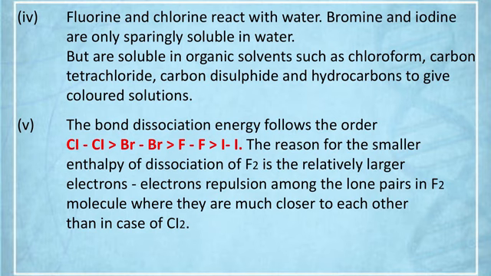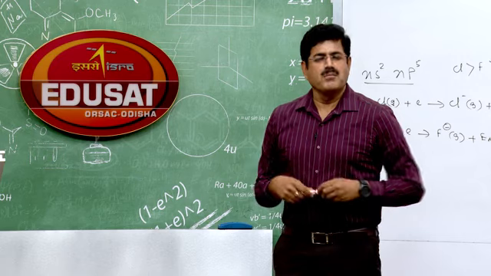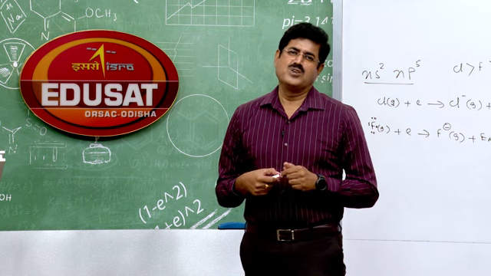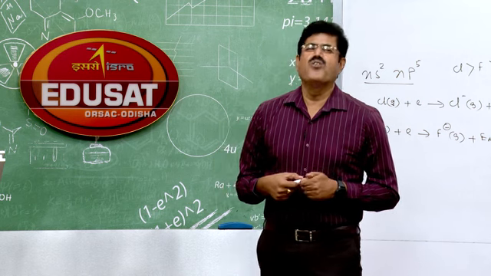The melting point and boiling point steadily increase down the group, because the Van der Waals force of attraction increases. What about the color? Are the halogens colored? Yes, halogens are colored. Why?